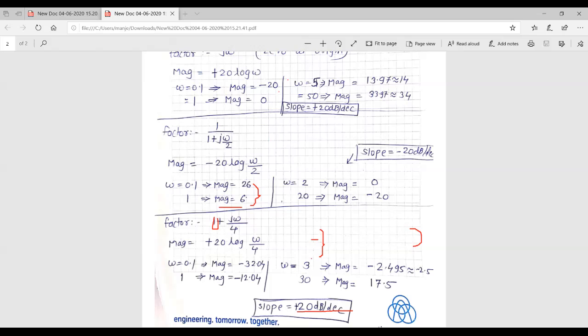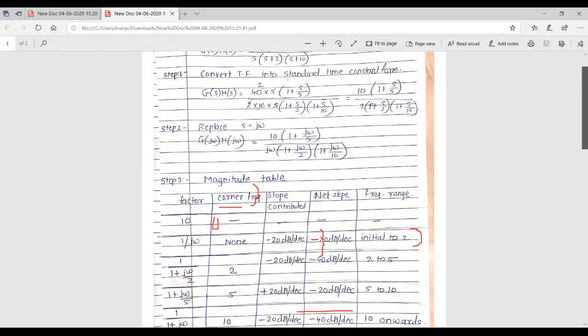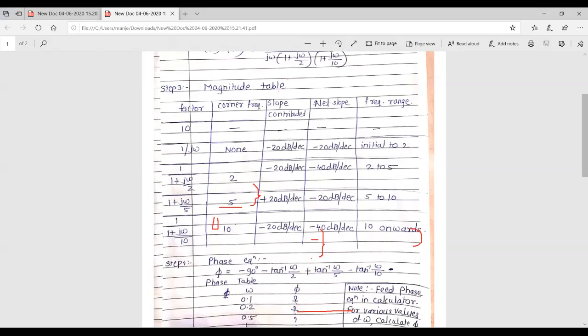Okay. Now let us go back to our original problem. Okay, so now see this, the third column, slope contribution per decade. In this case, for the first one, again, there is no frequency. This factor will contribute throughout the Bode plot, throughout the magnitude plot. Phase contribution by K is 0. So this will not contribute in phase, but it will contribute in magnitude of the transfer function. So slope contribution is none.